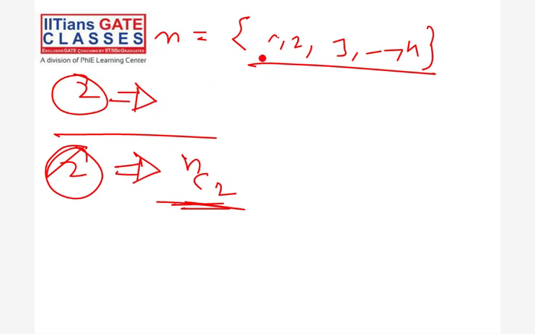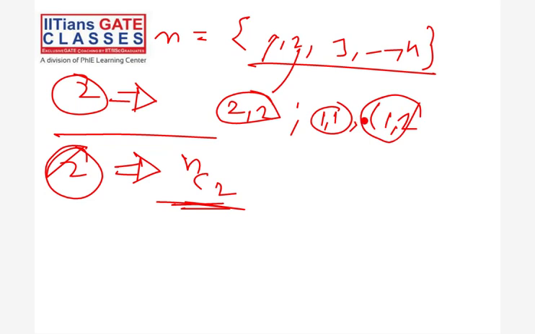If repetition is allowed, then you can select these two times. Because repetition is allowed, you can do it like this. So this is one way. Similarly, you could have done 1 comma 1, or you could have done 1 comma 2. So when repetition is allowed, how many ways are there?